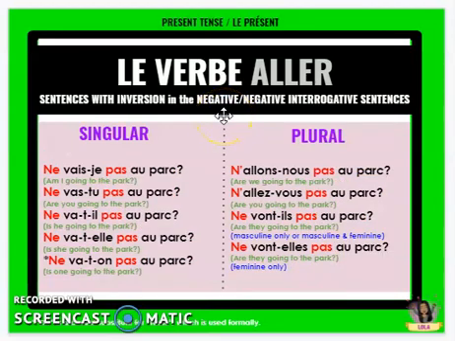And now we're on to sentences with inversion in the negative or negative interrogative sentences. Ne vais-je pas au parc? Ne vas-tu pas au parc? Ne va-t-il pas au parc? Ne va-t-elle pas au parc? Ne va-t-on pas au parc? N'allons-nous pas au parc? N'allez-vous pas au parc? Ne vont-ils pas au parc? Ne vont-elles pas au parc?